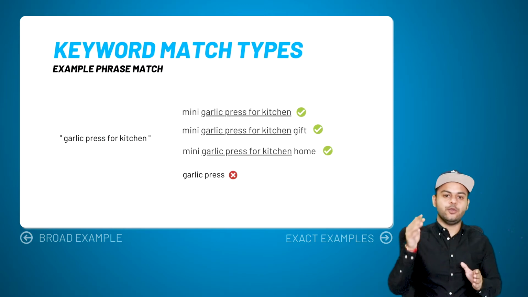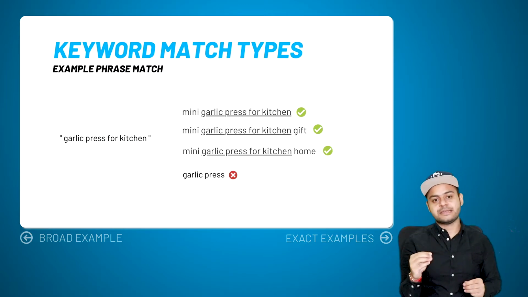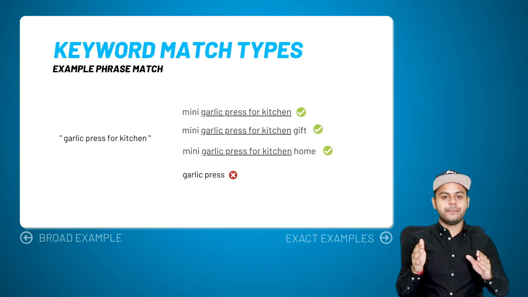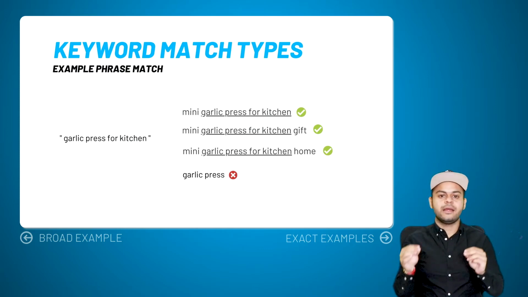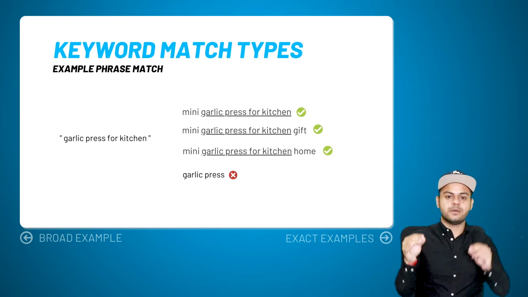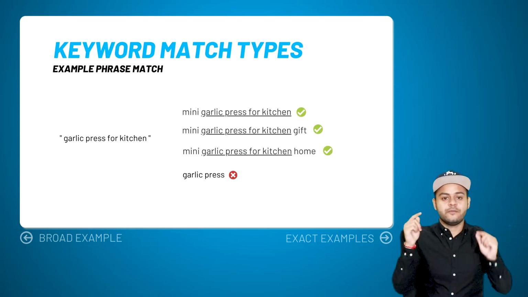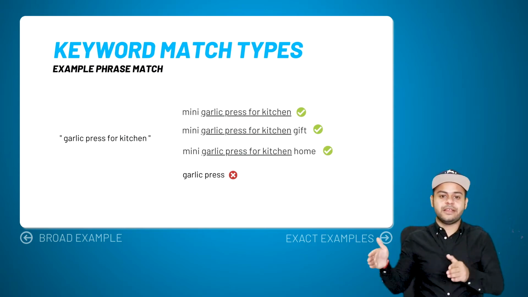Now let's assume that you had the same keyword in another ad campaign, but this time you told Amazon, hey, I want this to be a phrase match type. What will happen now is that Amazon will only show your ad on the keyword search terms which contain the entire string that you have provided Amazon. For example, mini garlic press for kitchen.